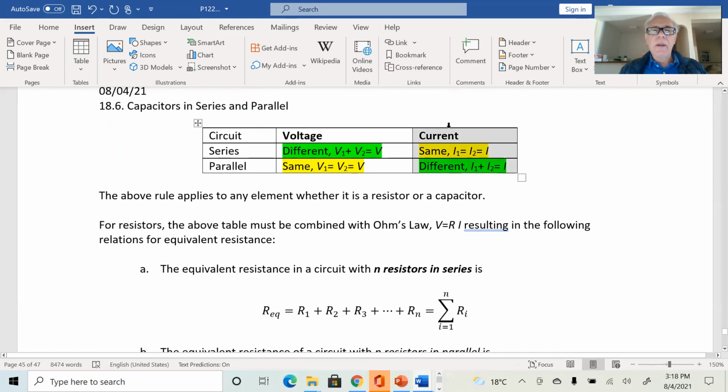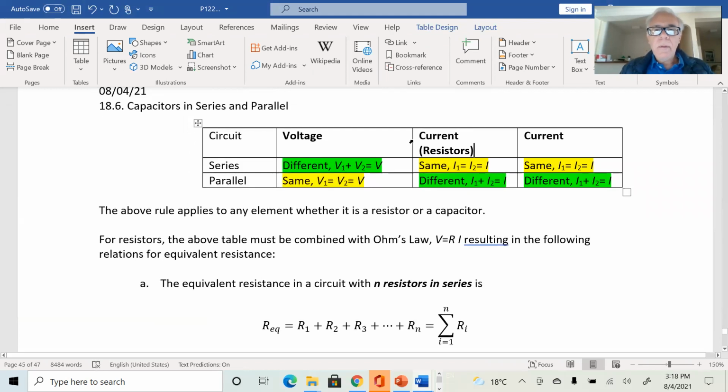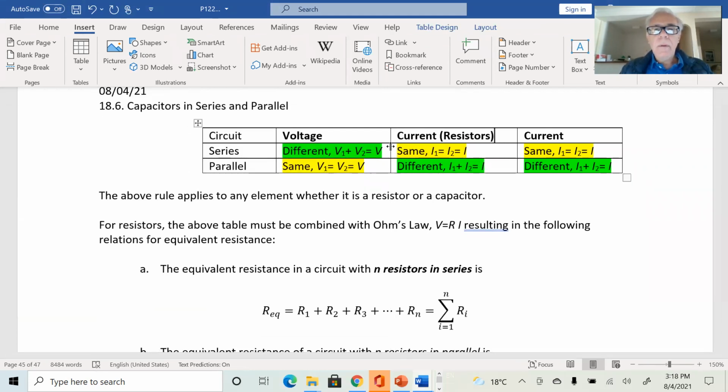I'm going to put a second one here, current for resistors. For capacitors, we're going to have Q1 equal to Q2 equal to Q.